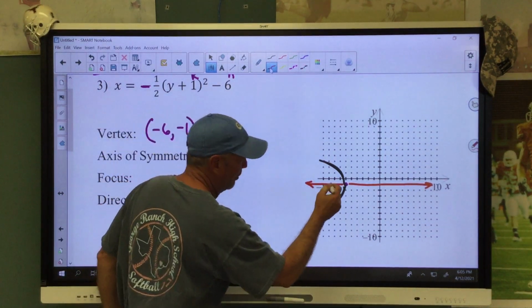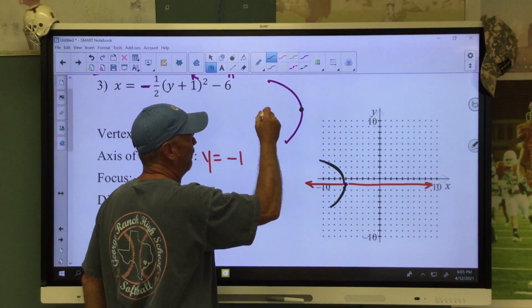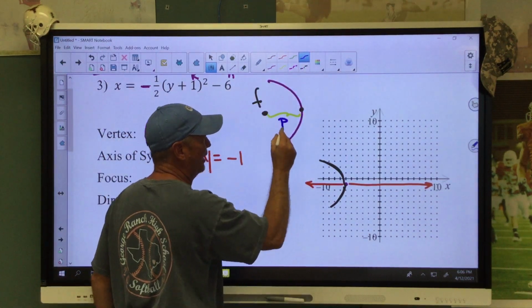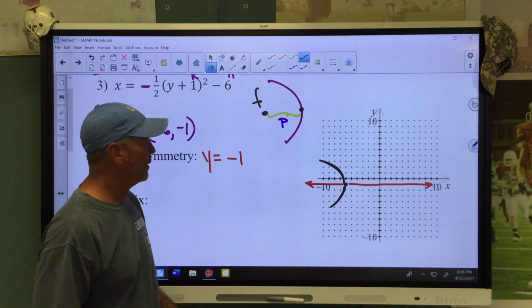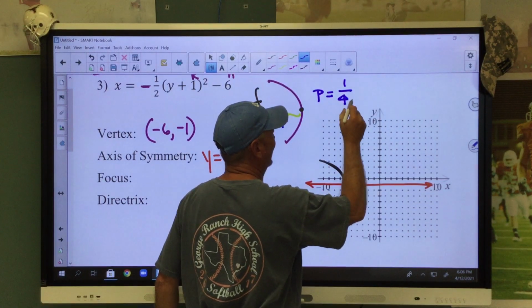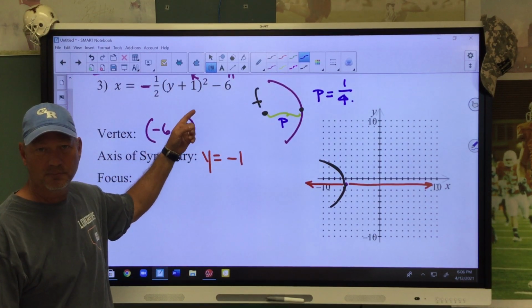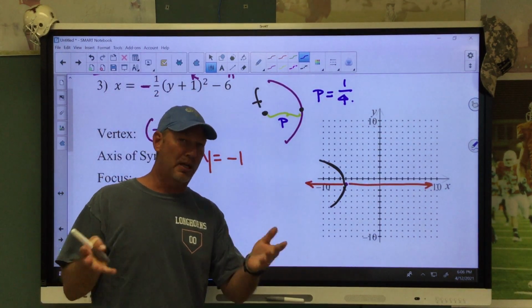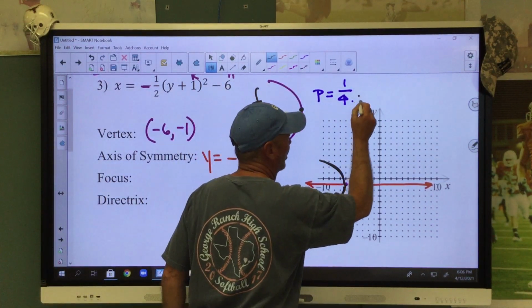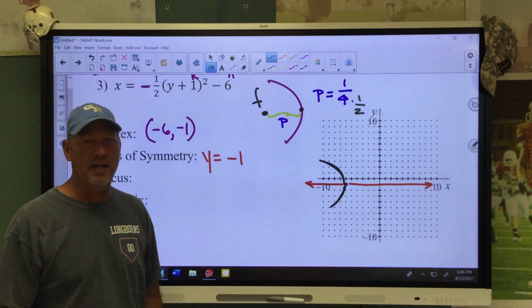We need to go P. P is the distance. My graph is here. I have a vertex. I have a focus. This distance, remember that distance is called P. Okay? So we're going to say that P equals 1 over 4 times, what is my A value? 1/2. Okay? Now remember, this is distance. We're not worried about the positive, negative stuff. So we're going to multiply times 1/2. Be careful. That's how it should be written. 1 over 4 times 1/2.